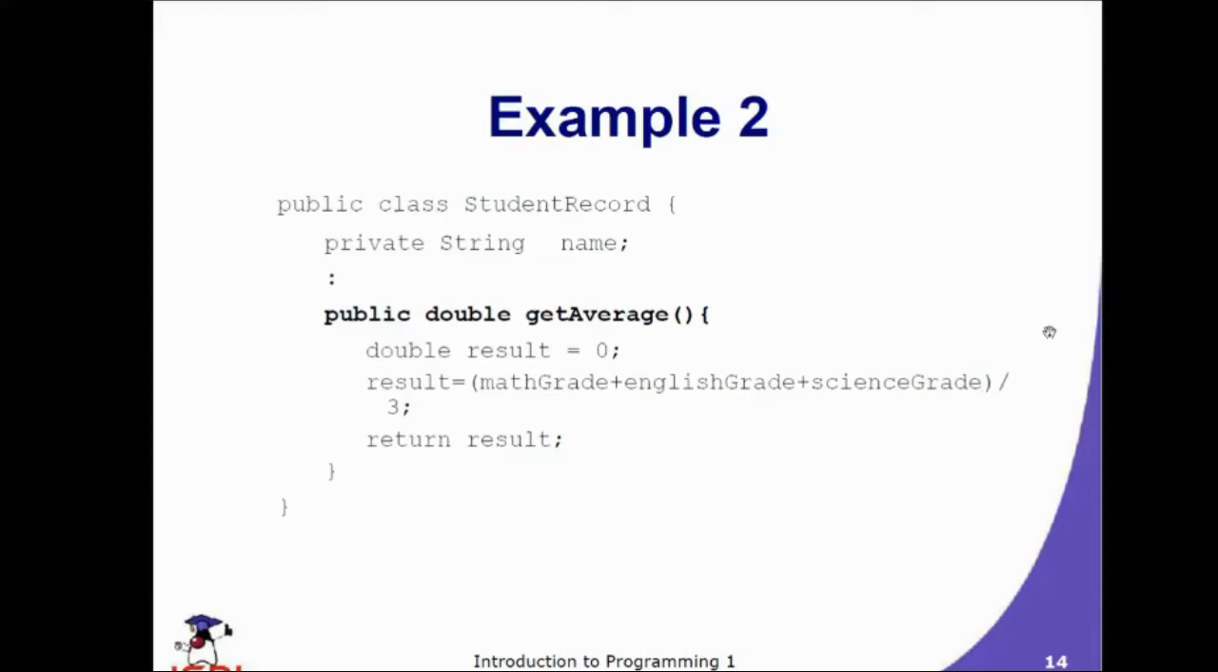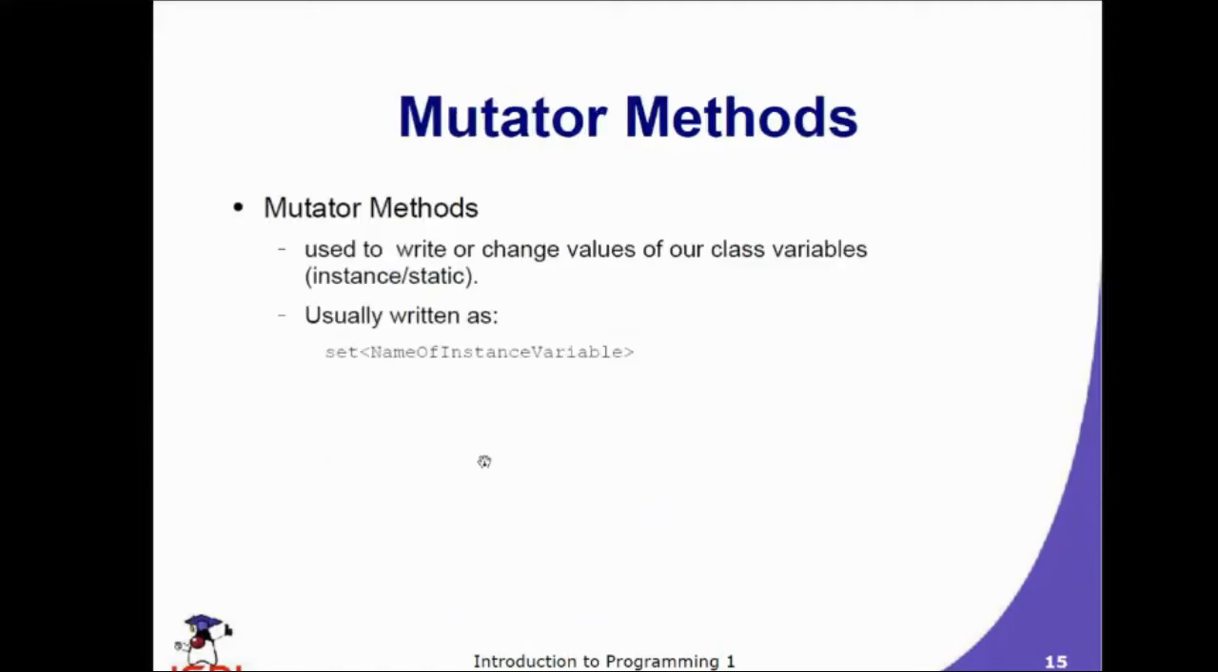Then we have another example, a getAverage example, which can also be a method wherein you can calculate computations, expressions, or mathematical operations on a certain variable. Okay, then the next one is the mutator method, which is used to write or change values of our class variables, can be instance or static.